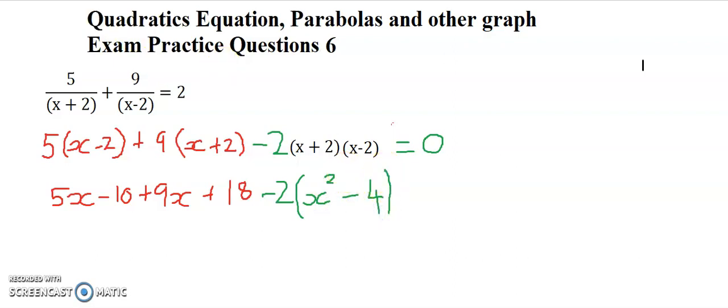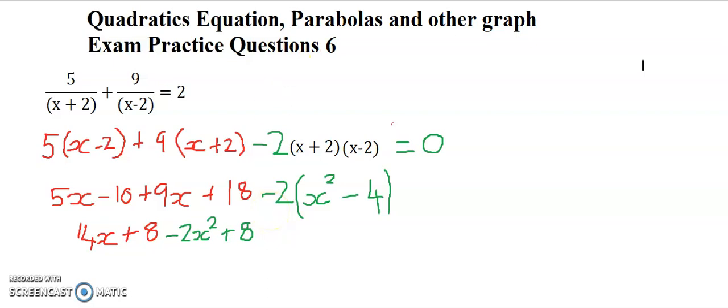So next thing I want to do, I'm going to simplify everything in red, and then I'll expand everything in green. So I've got 5x, and I'm adding it to 9x, and that gets me 14x. The next thing I've got is negative 10, and I'm adding it to 18, and I get 8. Then I look at the green. Negative 2 times x squared is negative 2x squared. Negative 2 times negative 4 is positive 8.